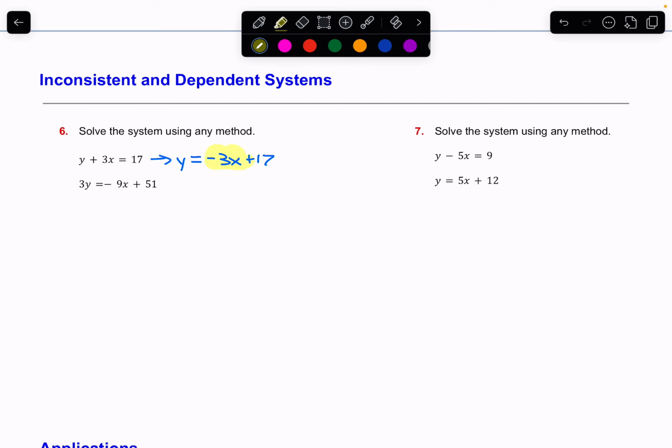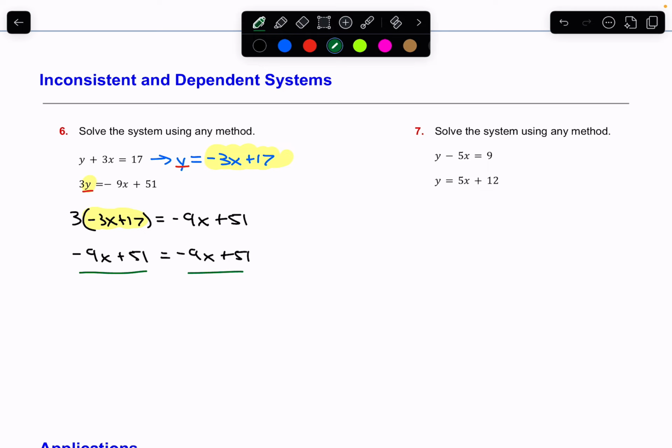So if I take negative 3x plus 17 and put it in for y right there, this bottom equation becomes 3 times negative 3x plus 17 is equal to negative 9x plus 51. Again, all I did was plug in what y is equal to, where I see a y in that second equation. So now I distribute, I get negative 9x plus 51 is equal to negative 9x plus 51, and hey, that's weird. These are the same.